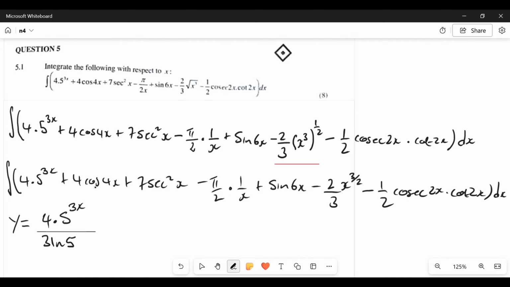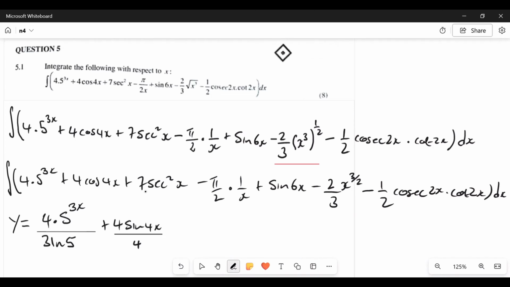For the second term, we need to integrate 4 cos 4x. First we add the coefficient, which is 4, and then we integrate cos. The integral of cos is positive sine 4x, and since we have the coefficient of x there, it's divided by 4. Again, this term is a trigonometric ratio, meaning this is a trigonometric integral. If you want to learn about trigonometric integrals, you can go to the description and watch the video based on trigonometric integration.